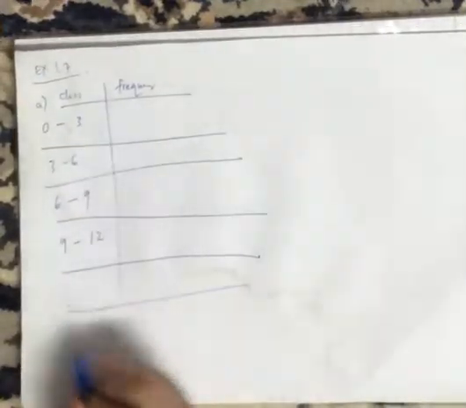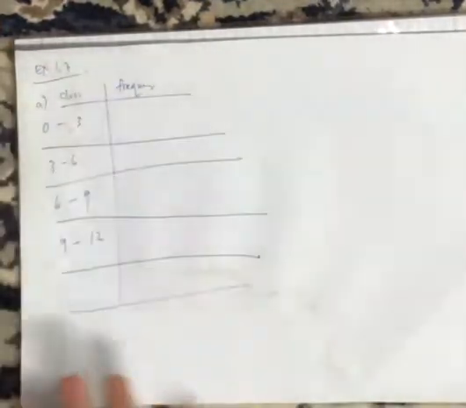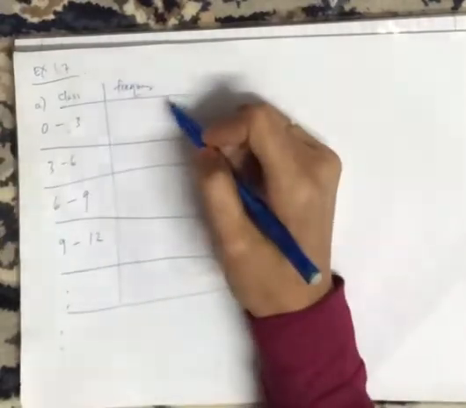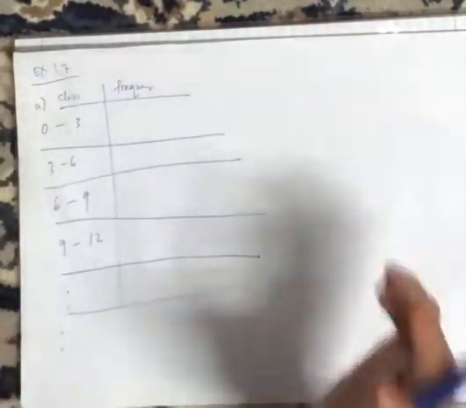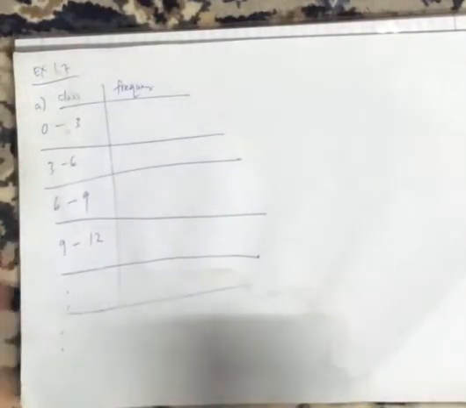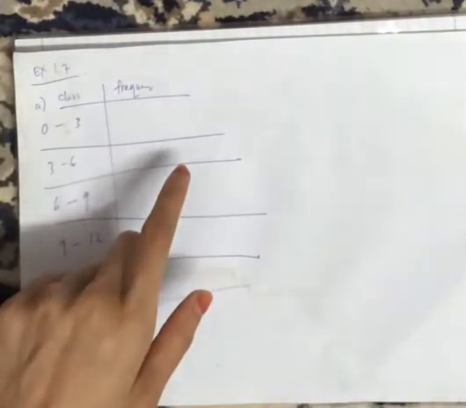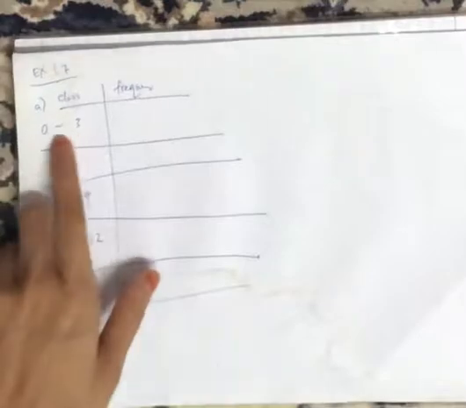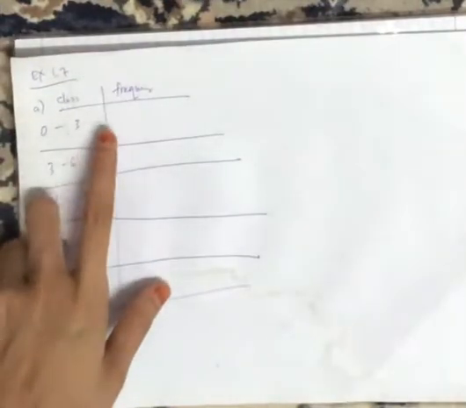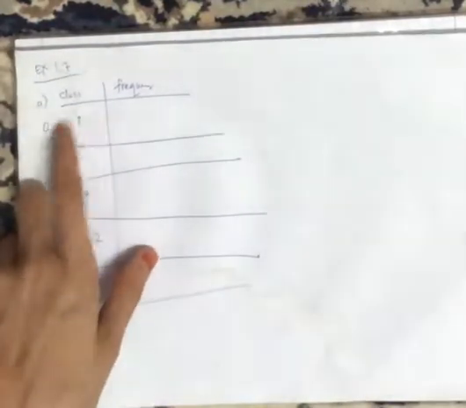Okay, so you fill up. Okay, I just show you roughly. So then the frequency here, they gave you the raw data. So now you need to count by yourself how many households get the monthly expenditures that belong to this class.